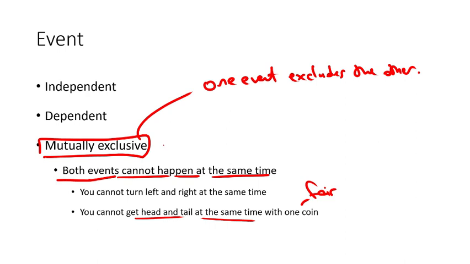So what you see from here is that these are different classifications: an event can be independent, an event can be dependent, and it can be a mutually exclusive event. Okay, and then next we have the probability theorems that I will talk about in the next recording.